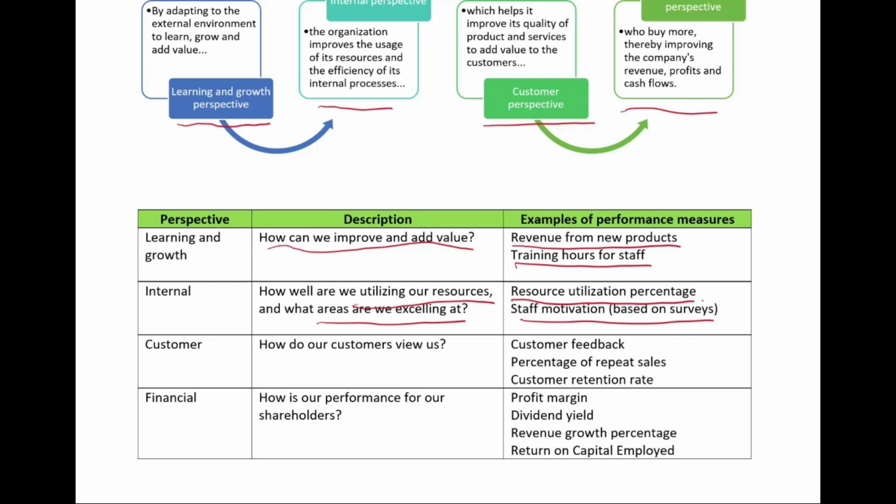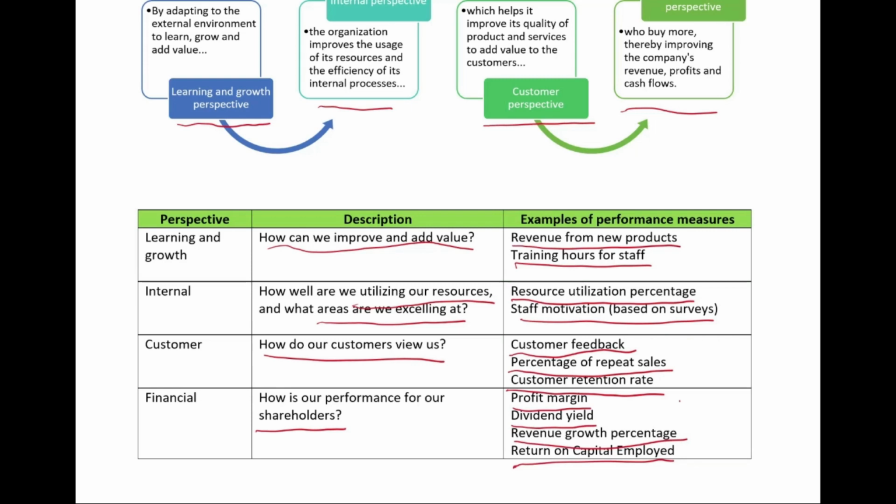Then we have the customer perspective, which looks at how the customers view us. We can gauge this through customer feedback or surveys. We can gauge this through percentage of repeat sales, right? If the customer is coming back over and over again, obviously they like our product. Or customer retention rate. If we're keeping our customers for a long period of time, they're not leaving for our competitors. Again, that means they're happy with us. Then we have the financial perspective, which looks at how our performance is for our shareholders who want profits and dividends. So you can assess this by the profit margin, the dividend yield, the revenue growth percentage, something like a ratio like the ROC, etc.